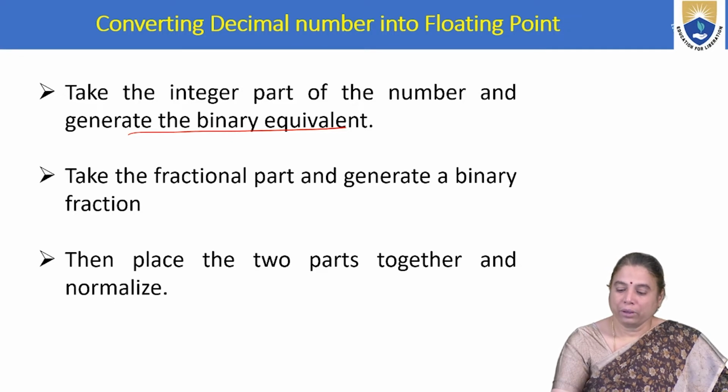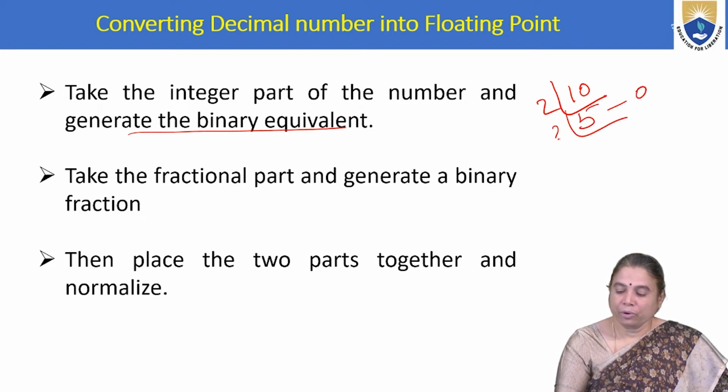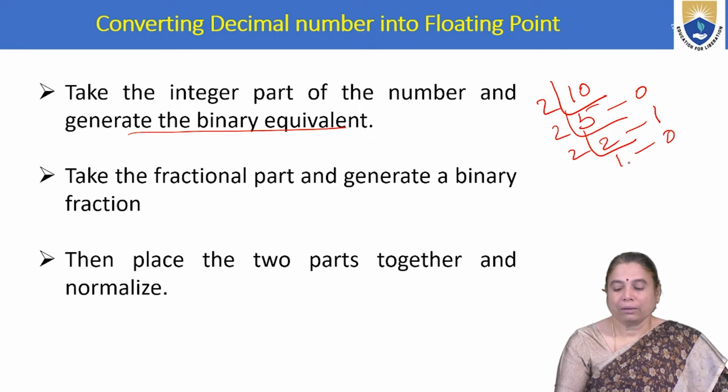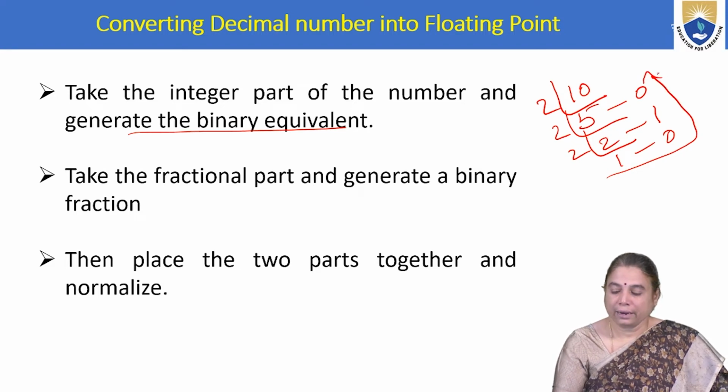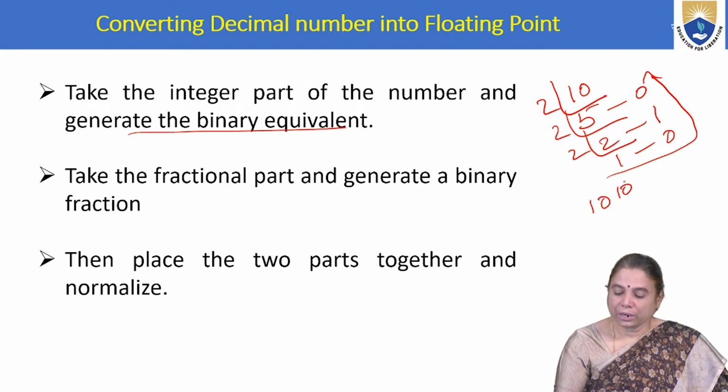For example, take the value 10. This can be divided by 2. So 5 2's are 10, remainder 0. 2 2's are 4, remainder 1. Again this number is divided by 2, giving 1, 0. So the one which cannot be further divided. The remainders that we get can be written in a top-down fashion to get the binary equivalent of the decimal number.